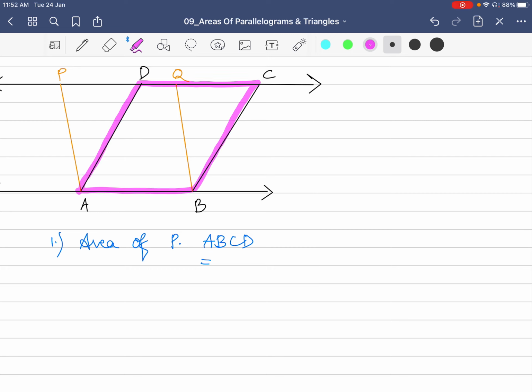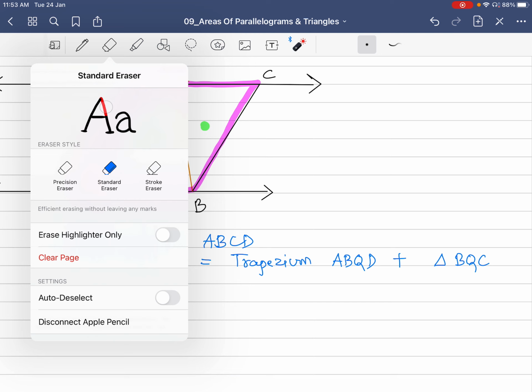Now if you focus on this geometrical figure, it consists of two different parts, right? One is this trapezium, so I'm going to make a note of it. One is equal to trapezium ABQD, plus then we have this triangle BQC. So the area of this parallelogram ABCD is the summation of the areas of two figures: one is this trapezium ABQD, and one is this triangle BQC. Okay, now let us erase this highlighted thing.